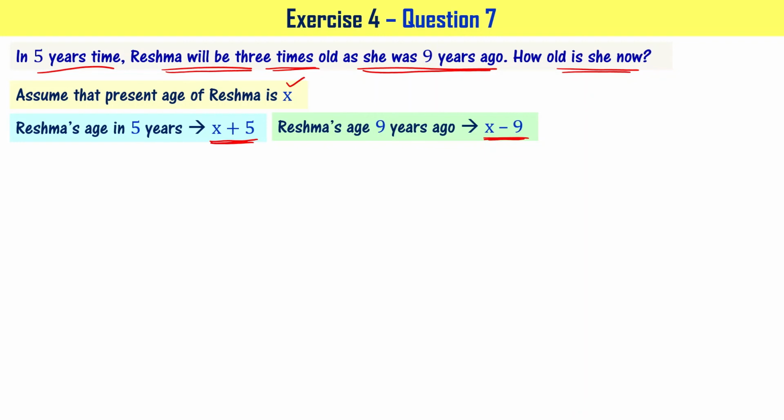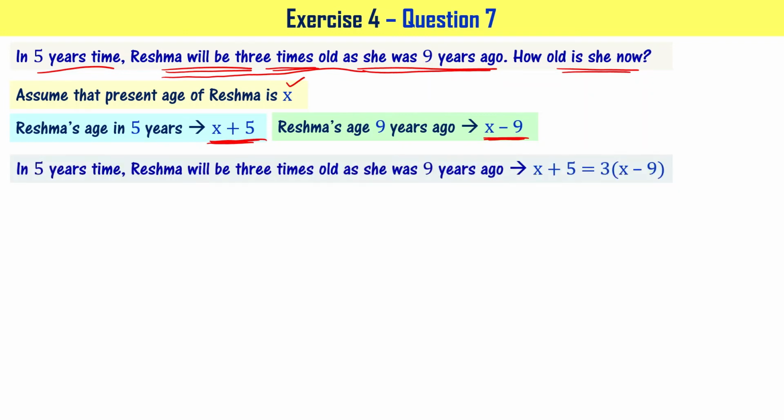Right? The relation between these two ages is given here. It says that after 5 years, Reshma will be 3 times old as she was 9 years ago. It means 3 times the age of Reshma 9 years ago, that is 3 times x minus 9 equal to x plus 5. That is Reshma's age after 5 years, right? Reshma's age after 5 years will be equal to 3 times the age of Reshma 9 years ago. That is what is written in this form, in the equation form here, right?